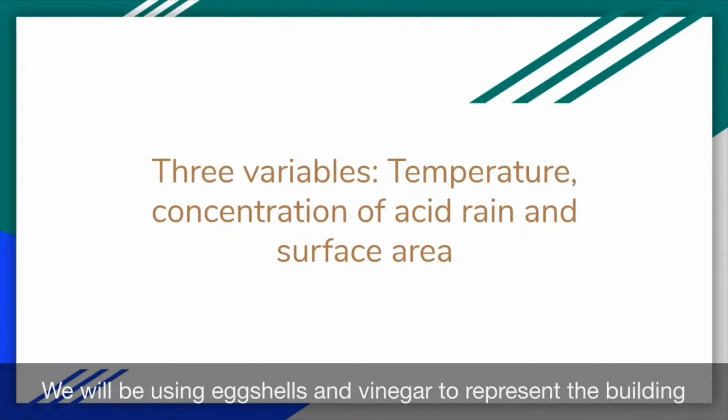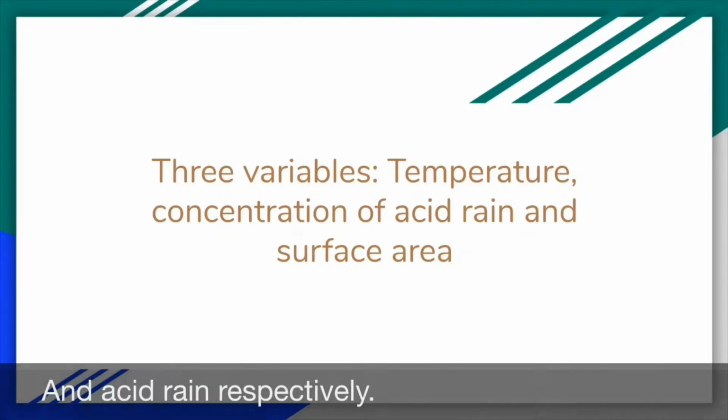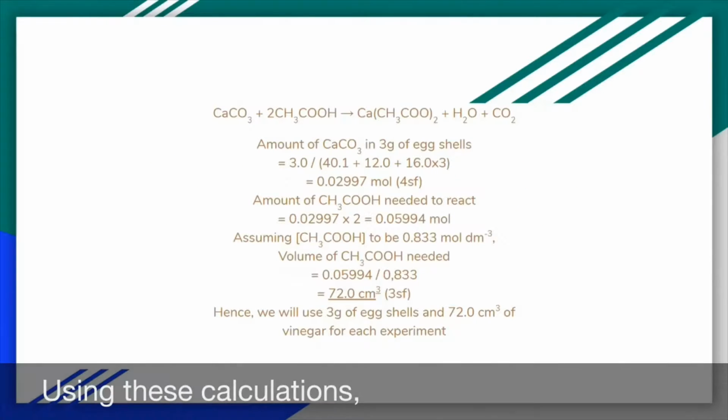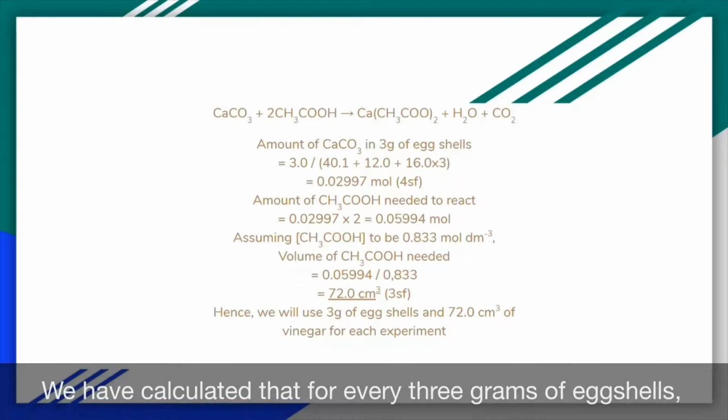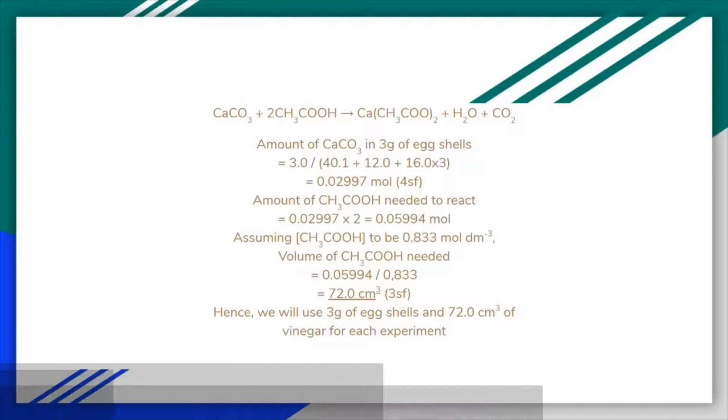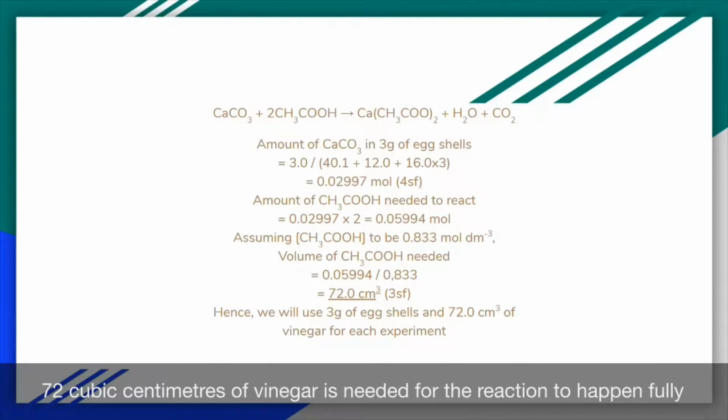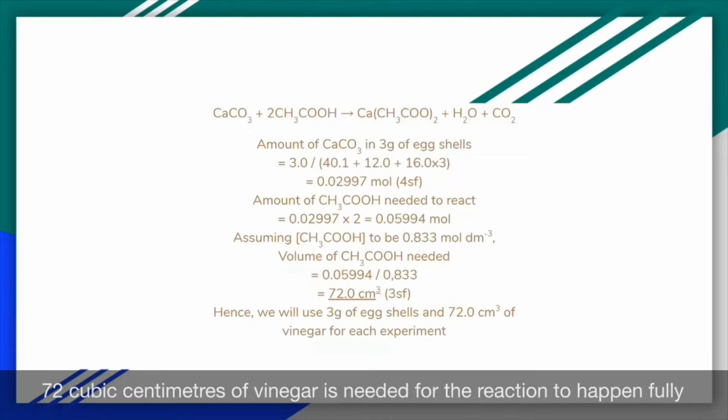We will be using eggshells and vinegar to represent the buildings and the acid rain respectively. Using these calculations, we have calculated that for every 3 grams of eggshells, 72 cubic centimeters of vinegar is needed for the reaction to happen fully.